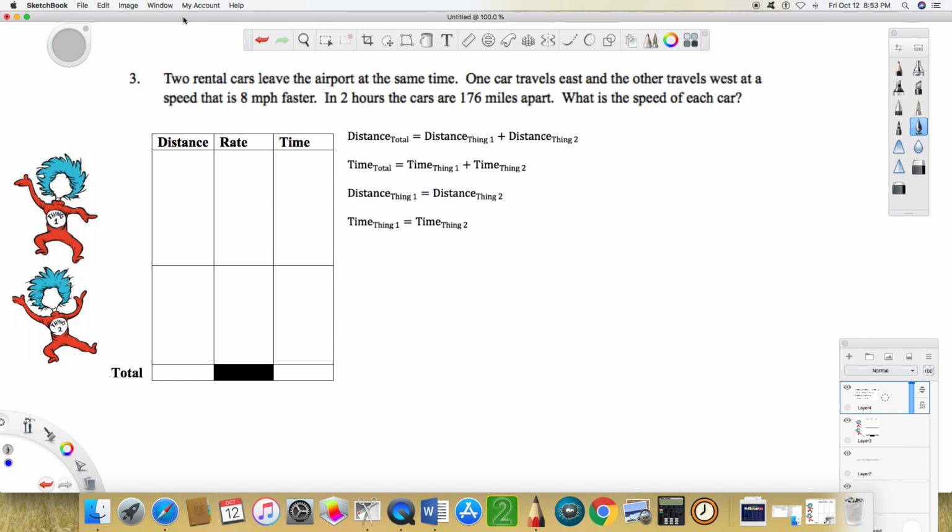All right, so I think this is recording. Go ahead and read this problem carefully, and then identify thing one and thing two, and then press continue.